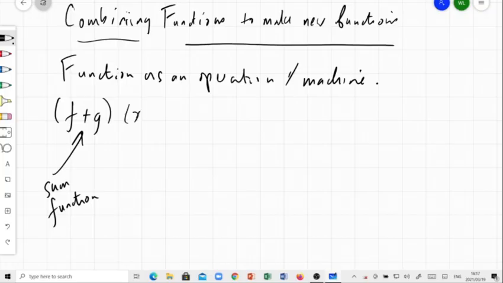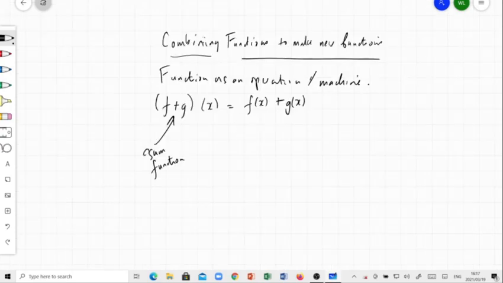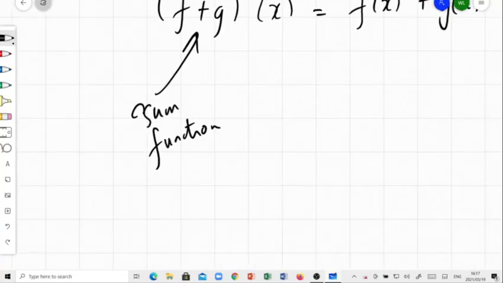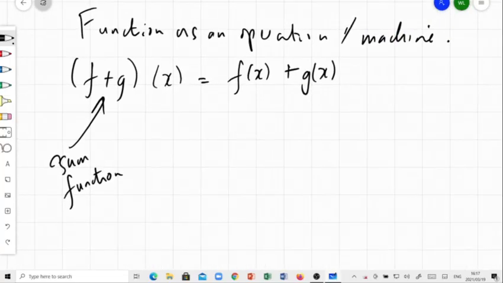It operates on x, and the action of the sum function on x is just the sum of the old functions. So the operation of a sum function is the sum of the old functions f and g. Let's give an example of this.